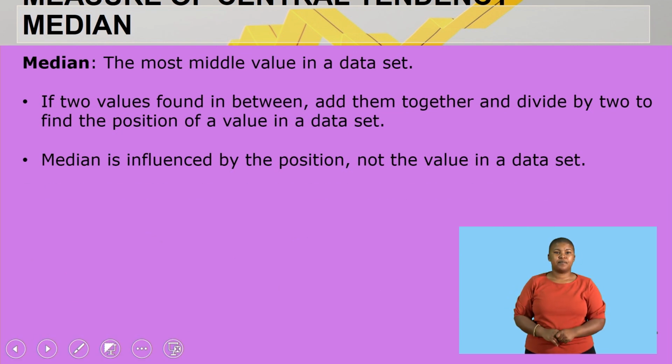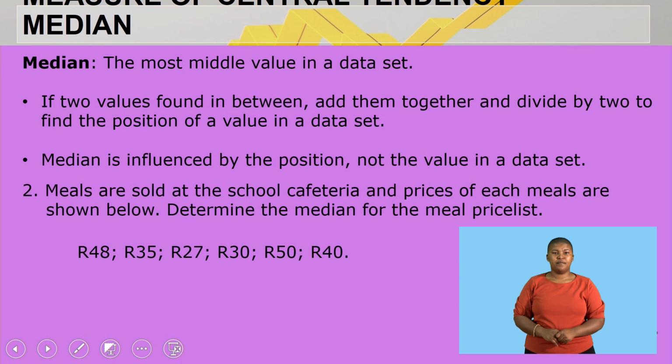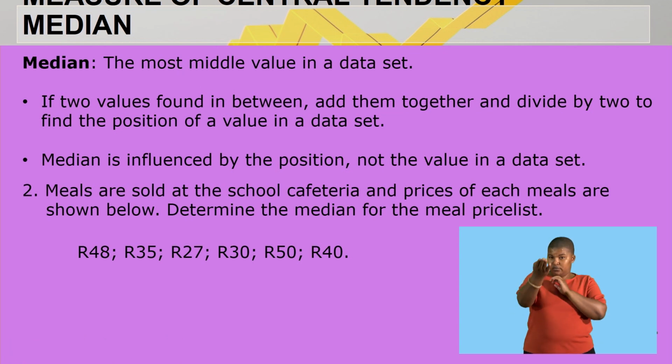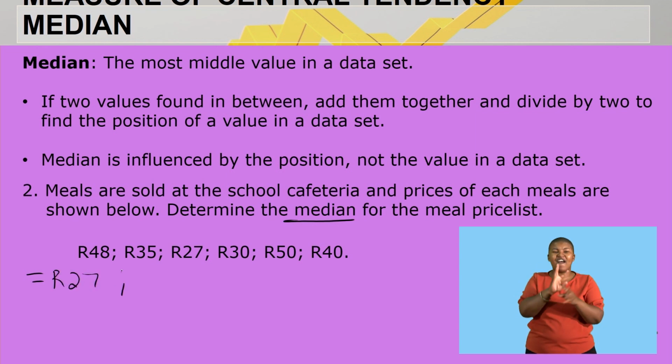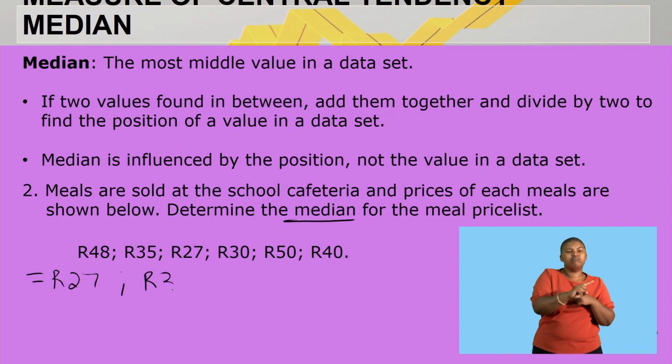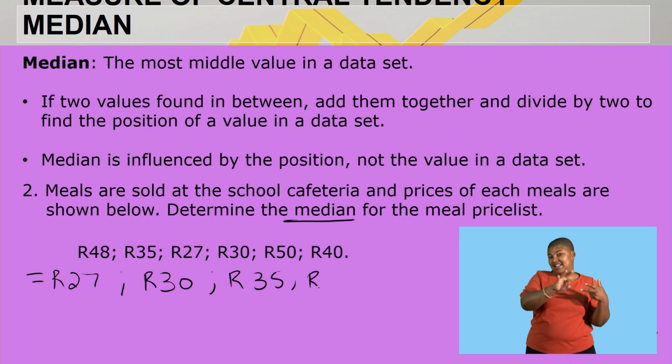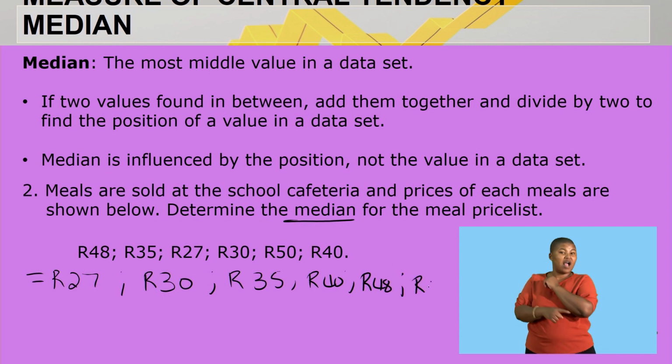Right, now example number 2. Meals are sold at the school cafeteria and prices of each meal are shown below. So these are the prices. Determine the median of the meal. Firstly, we have said we must arrange in ascending order. So the first value there will be 27, followed by 30 rand, 35 rand, 40 rand, 48, and lastly we have a 50 rand.